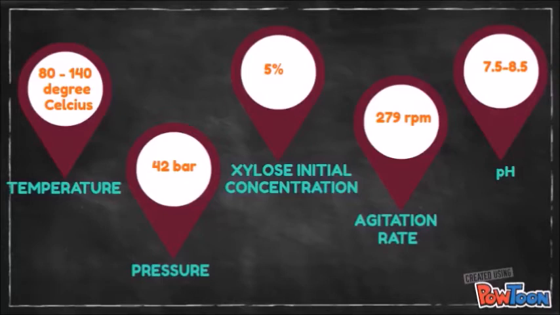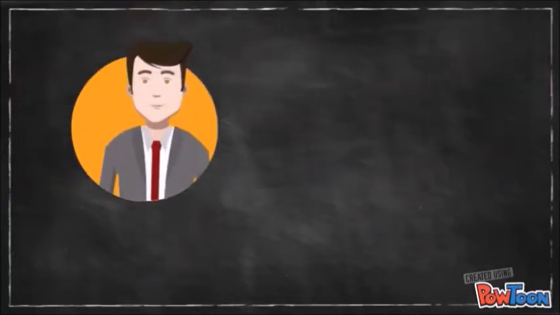Okay, so this operating condition has to be controlled, because we want to obtain maximum production without wasting our money. Okay, so that's it. That's for my part. Let's move on to the next part.